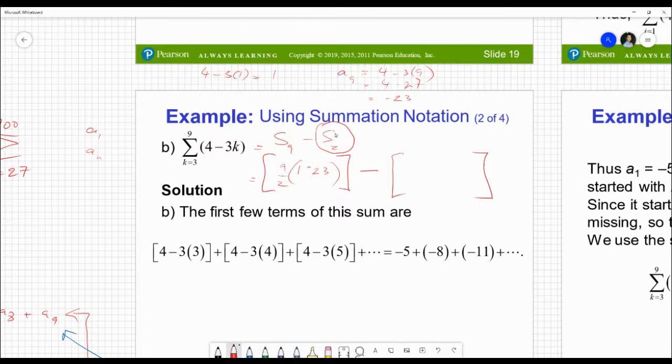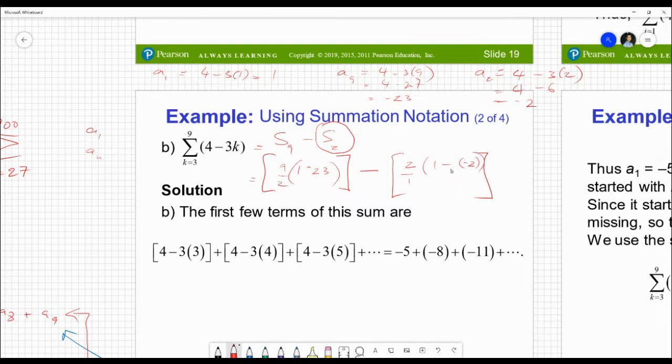So for S2, I need to find out what A2 is equal to. Well, I already have what A1 was equal to, right? A1 was 1. Now A2 is equal to 4 minus 3 times 2. So 4 minus 6, or negative 2. So I have 2 over 1. A1 is 1. A2 is negative 2.